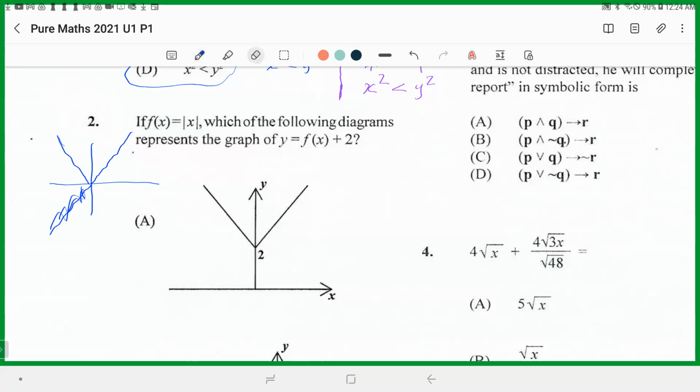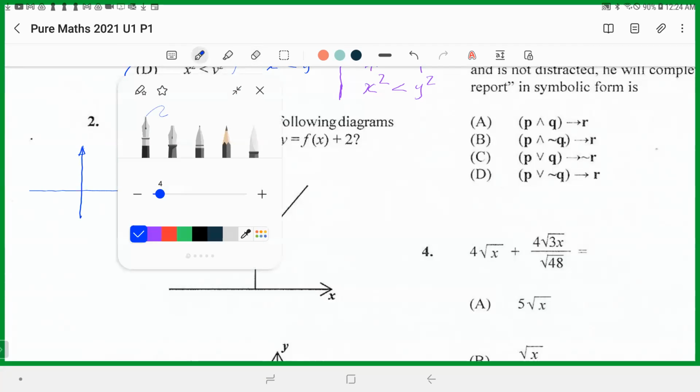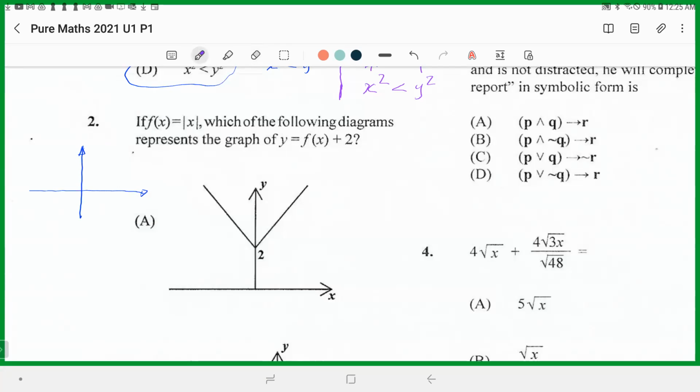Let me use different colors. This is my y-axis. This is my x-axis. And the modulus of x graph will look like this. That's the modulus of x graph. That's how it will look. This now is a transformation of this.